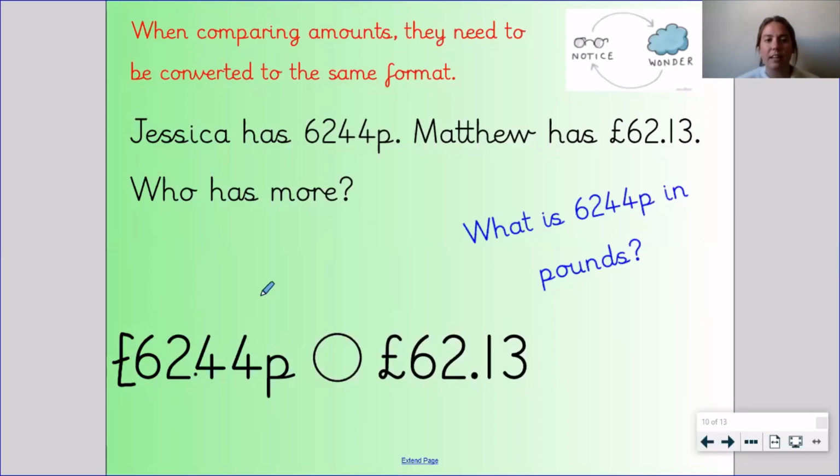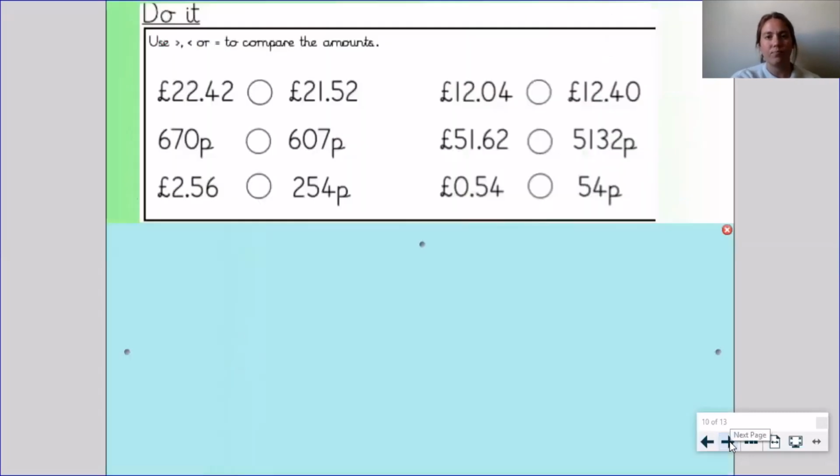Now that I have converted that into pounds, I can see very clearly that this one is bigger because the tenths column is more than this tenths column. Okay, so once I've converted, I can work out the answer quite easily. When you're doing your Do It Today, do make sure that you make the amounts of money into the same units, either pounds or pence, and then you need to draw the symbols in the circle.